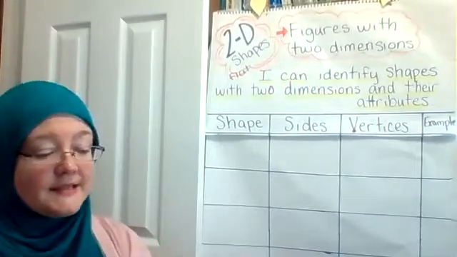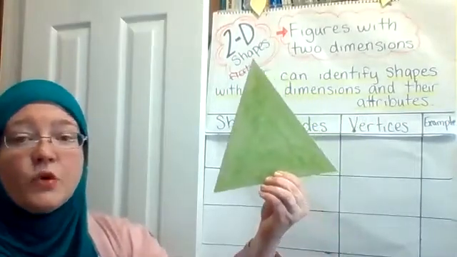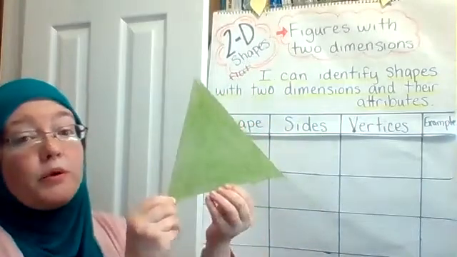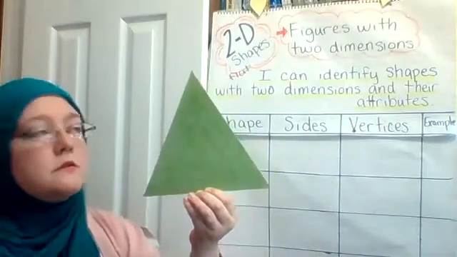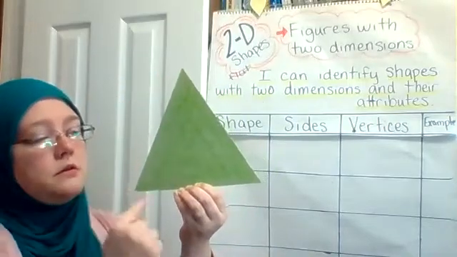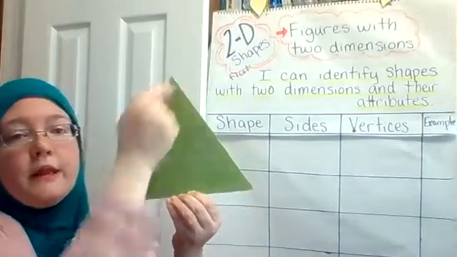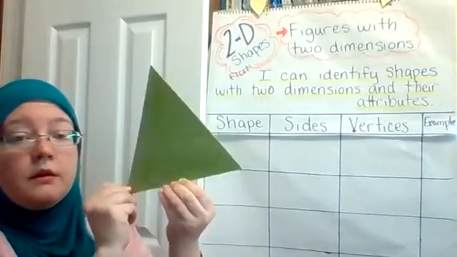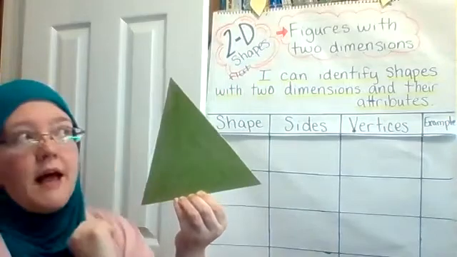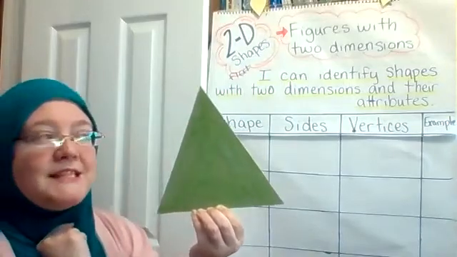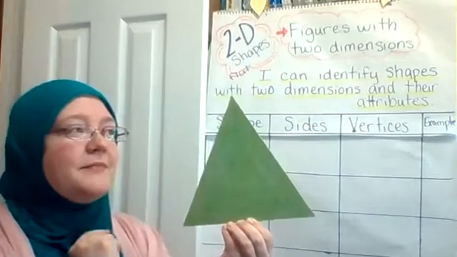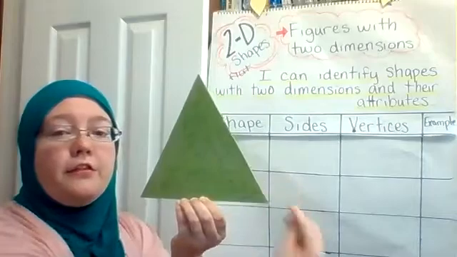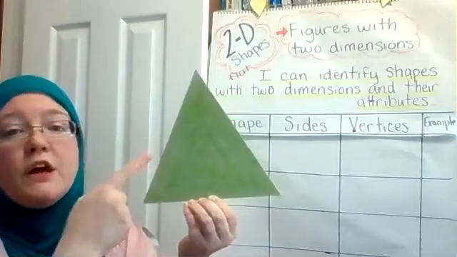Another shape that has sides is the triangle. The triangle has a different number of sides though. Let's count. 1, 2, 3. It's a flat shape. 3 sides. Can you guess how many vertices? That's right. 1, 2, and 3. 3 vertices for the triangle.